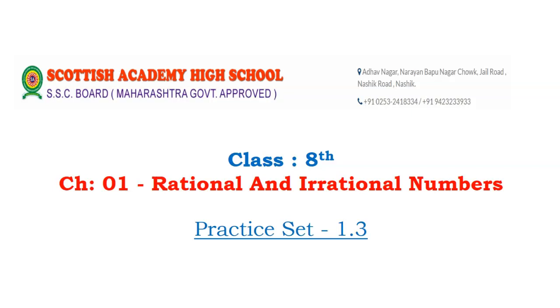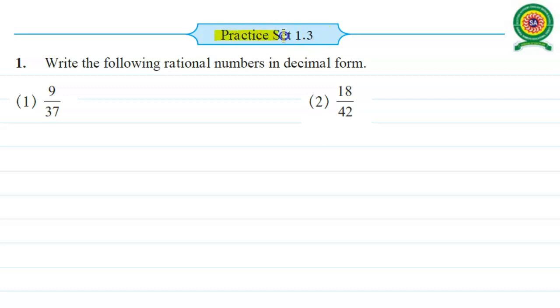Hello everyone. In this lecture we are going to discuss an 8th class topic, chapter number 1, rational and irrational numbers, practice set 1.3. Within practice set 1.3 we have a first question: write the following rational numbers in decimal form. Within it, the first sub question is 9 divided by 37.